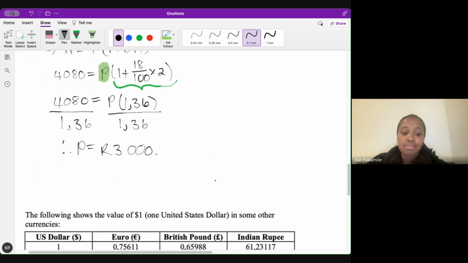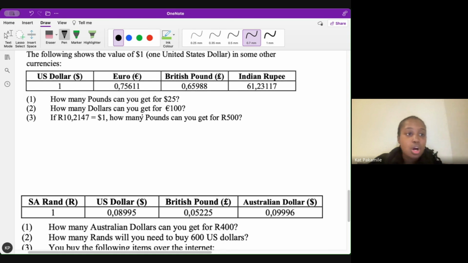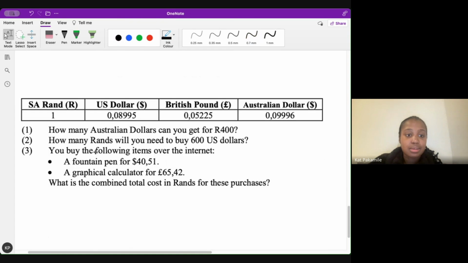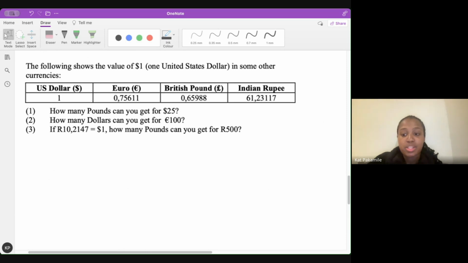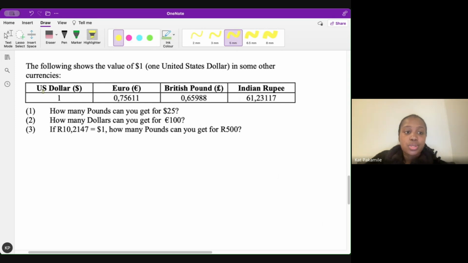What are exchange rates, lovelies? When I speak of exchange rates, what does that mean? The difference in currencies. That is very much correct, Alice. Thank you. Okay, so for this table, we are actually focusing on US dollars, and I know that because they are comparing everything to 1 US dollar.